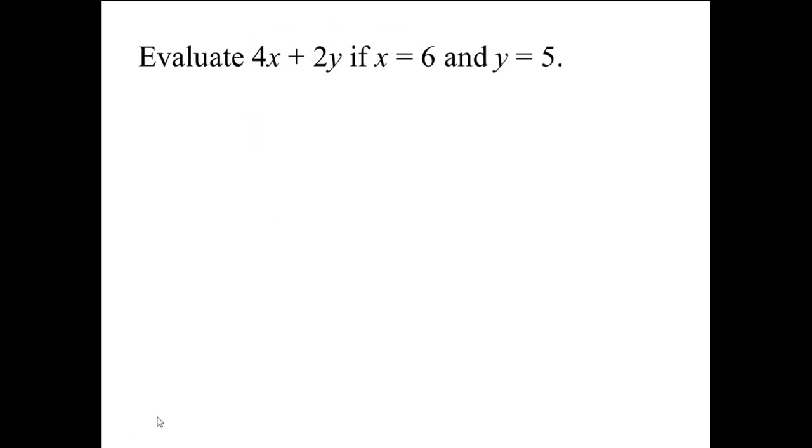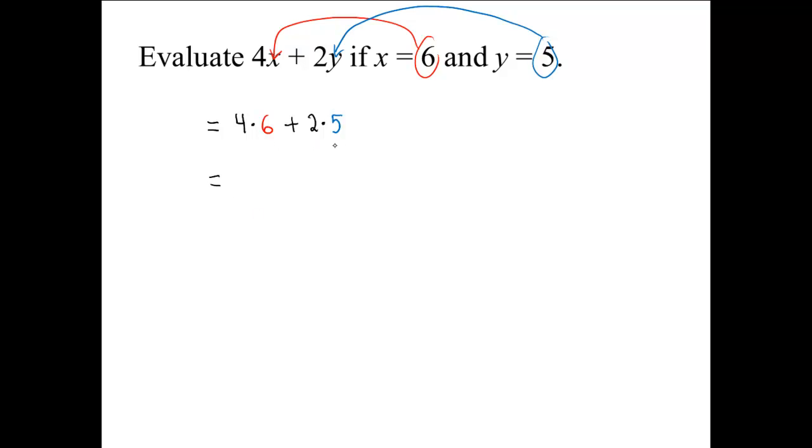Evaluate 4x plus 2y if x equals 6 and y equals 5. So this value 6 will go in place of x. The value 5 will go in place of y. We understand 4x to mean 4 times x. So here is where we insert the value 6 for x plus 2y, and again we understand 2y to mean 2 times, and here's where we insert 5 for y.